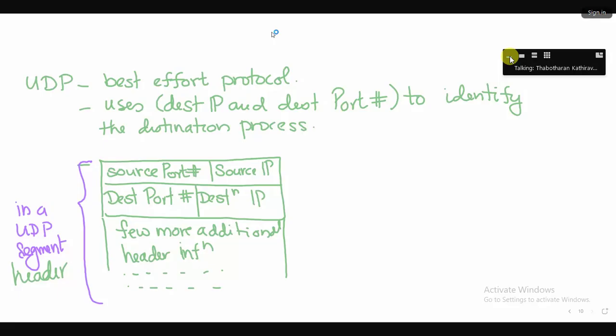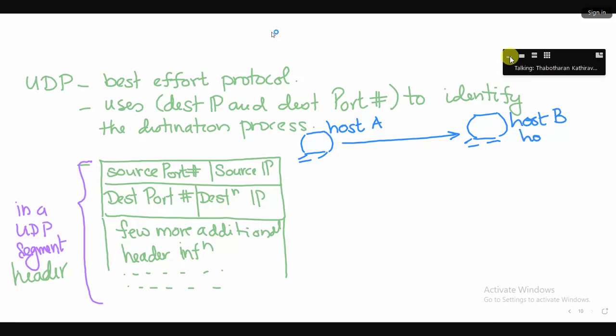When the data is sent from host A to host B, it has IP of B. This has IP of A. It's not IR, it's IP. IP of B. This is IP of A.